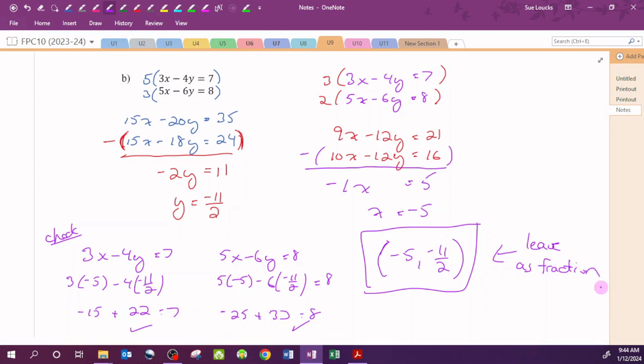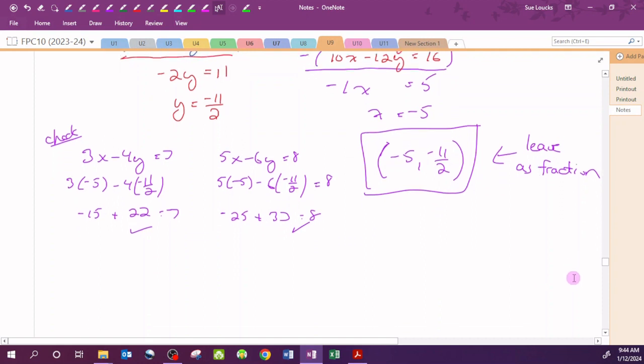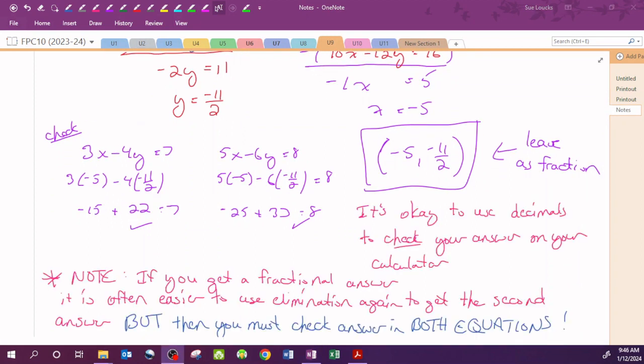Okay, so just a couple of notes. One, it is okay to use decimals here to check your answer and to use your calculator. That's fine, but do leave your answer as a fraction, as I said. And then I just wanted to write this down, that if you get a fraction answer for your first value, it's often easier to use elimination again to get the second answer, but then you have to check your answer in both of your original equations. That is essential.